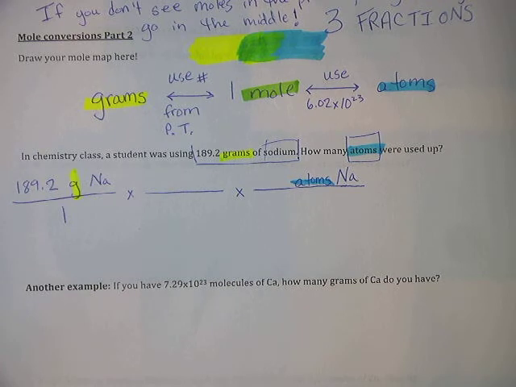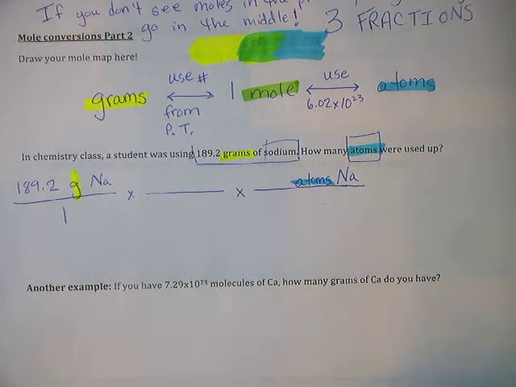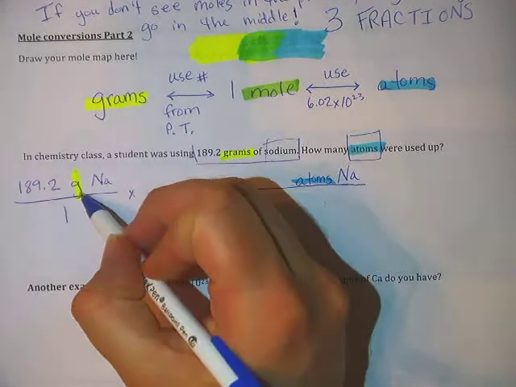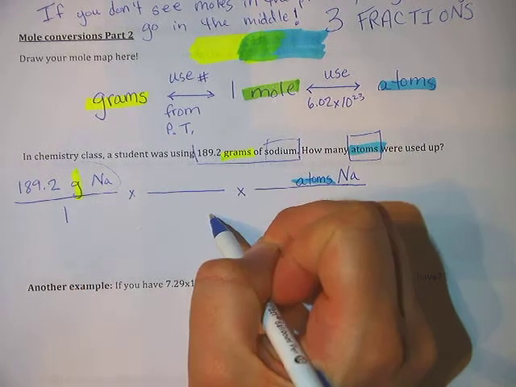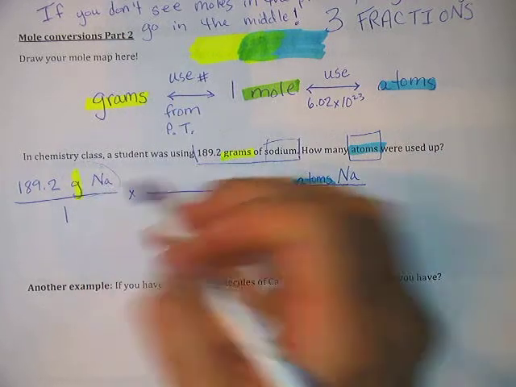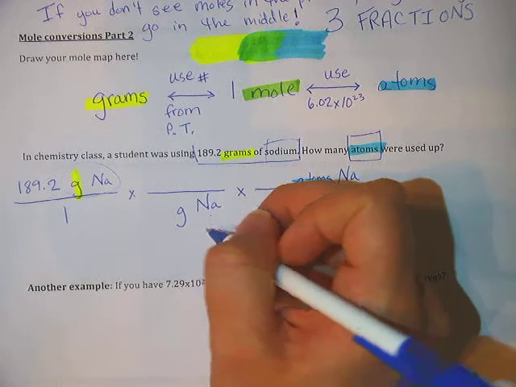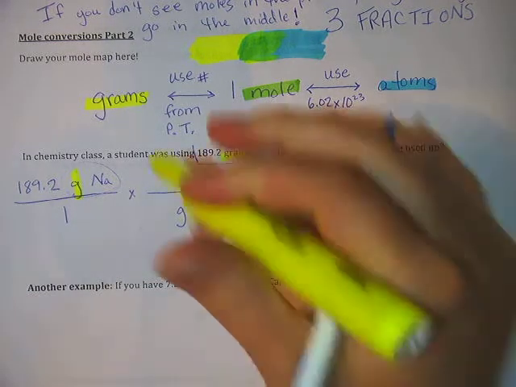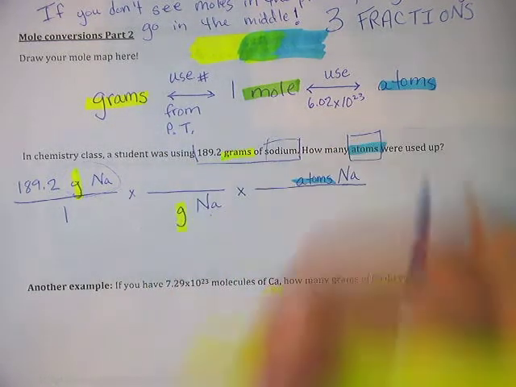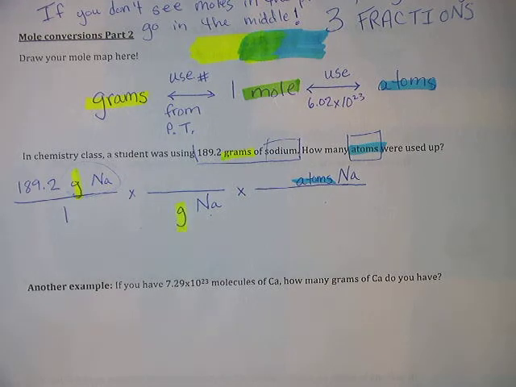Now to fill in these missing spots, this is where it gets a little trickier. But we have a little shortcut that we always use, which is that what goes up must come down. So if I had grams of sodium up here, I need grams of sodium down here. What goes up must come down.